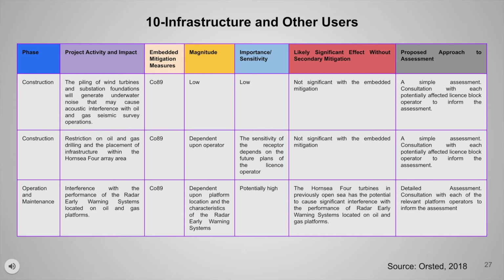The presence of the Hornsea 4 turbines in previously open sea has the potential to cause significant interference with the performance of radar early warning systems located on oil and gas platforms. There are several platforms with radar early warning systems in the vicinity of the Hornsea 4 area, which have the potential to be affected by the wind turbines within it.